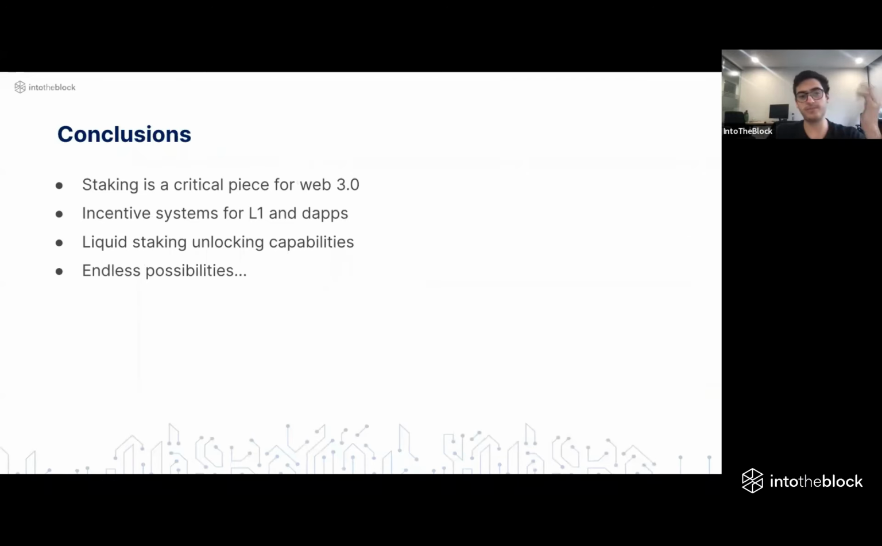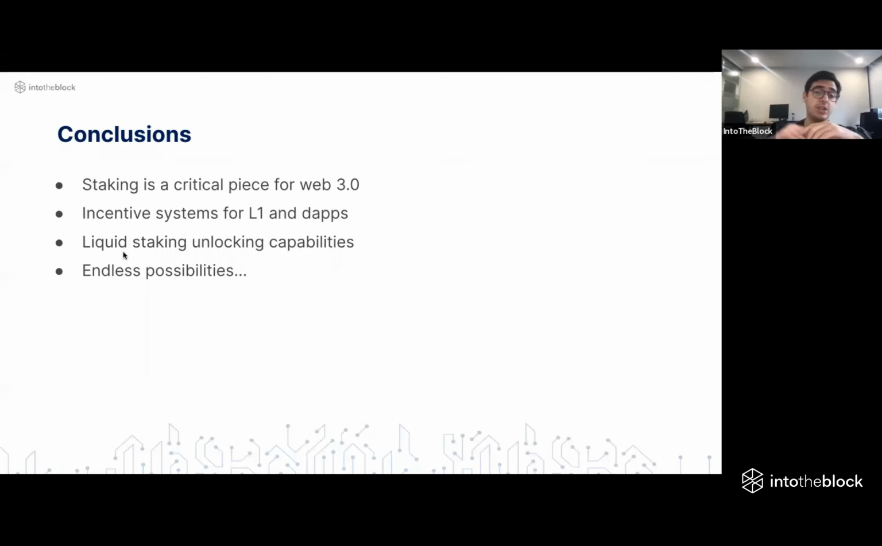So in conclusion, staking is a critical piece for Web3, for the decentralized internet, smart contract platforms, and everything that I believe is yet to come. Staking is essentially a set of incentive systems to ensure security for L1, but also to encourage growth in the case of decentralized applications, and also for layer ones.